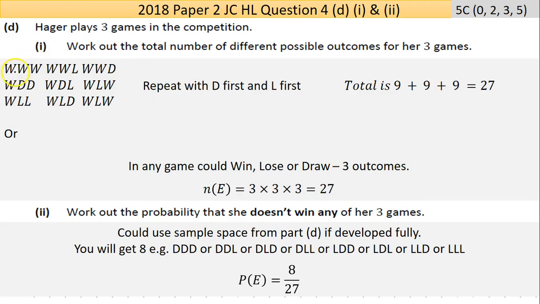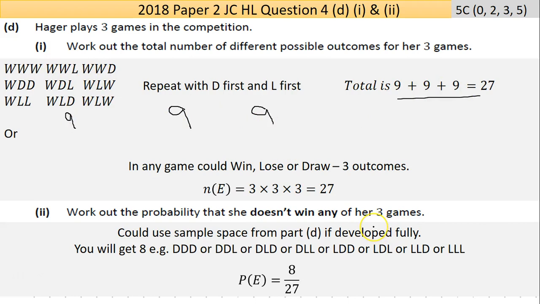So I've gone, if you start with the first letter, she wins the first game always. Then she could win, win, win; win, win, lose; win, win, draw; win, draw, draw; win, draw, lose; win, lose, win; win, lose, lose. You know, you could keep going that way. And then do the exact same thing again, except she's drawing the first time. Do it all again, she's losing the first game. Now there's 9 outcomes in winning first, plus 9 in drawing first and 9 in losing first. 9 plus 9 plus 9 is 27.